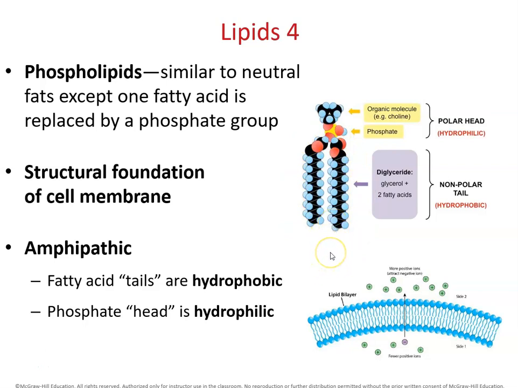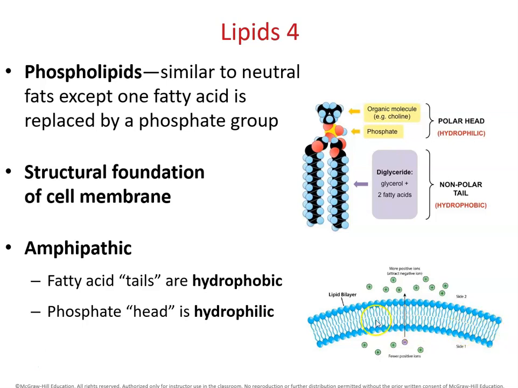And how these guys arrange is in the cell membrane. If we have an aqueous solution, or a water-based solution, outside of the cell, and also an aqueous solution on the inside of the cell, the phospholipids will line up. So the head of the phospholipid is facing the aqueous solution on the inside, and then we'll have a second row lined up. So the phosphate head is facing the aqueous solution on the outside, and the fatty acid tails will stay in the middle.